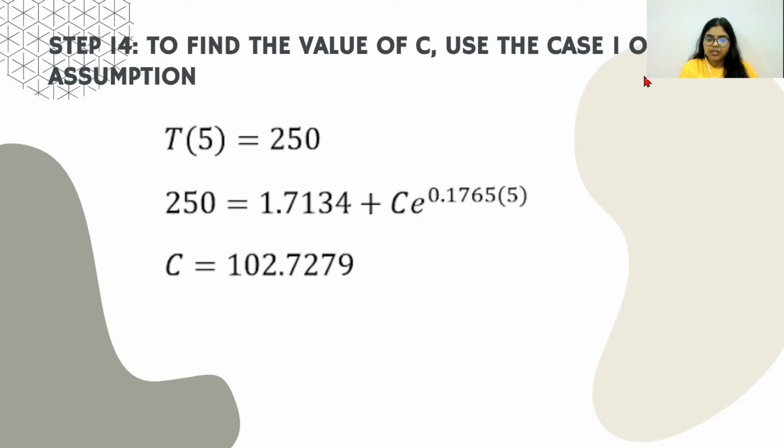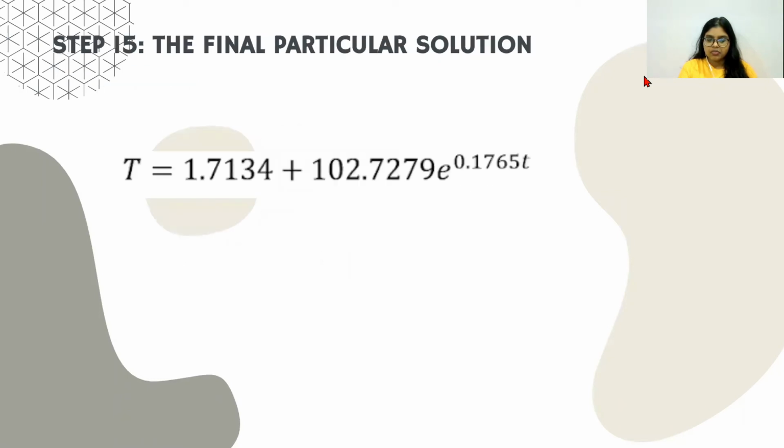So here we are using case 1 of the assumption, which is t = 5, temperature = 250. Substituting the values into the equation that we've gotten from step 13, we will get our C, which is 102.7279. Step 15. Now, since we've gotten our C value, just substitute it back into the equation, and then we will get temperature T = 1.7134 + 102.7279 e to the power of 0.1765t.